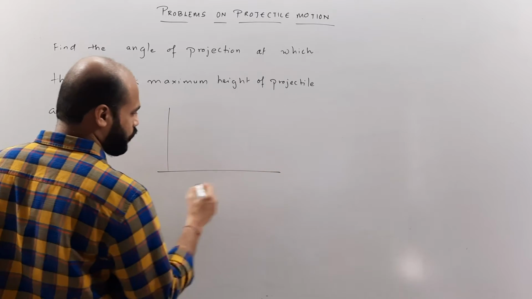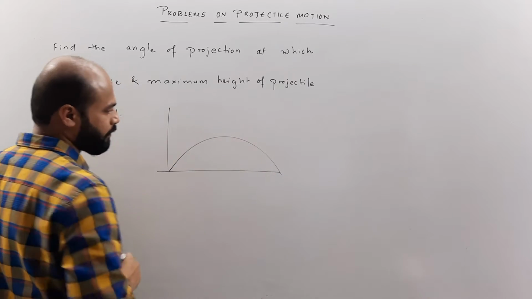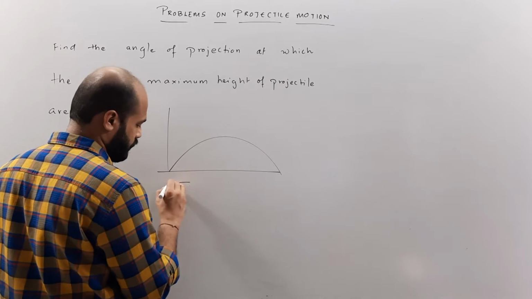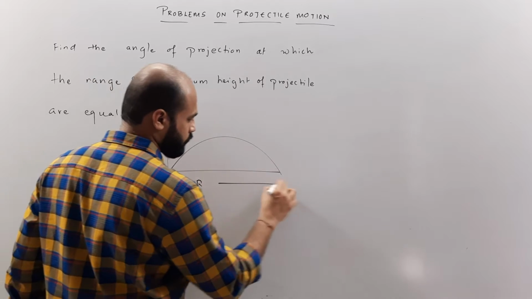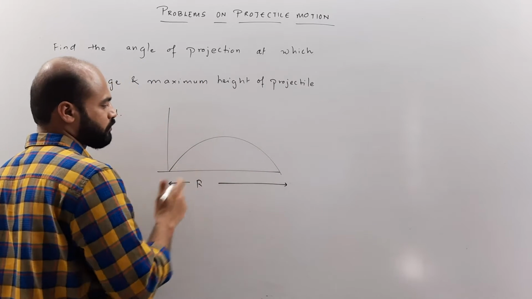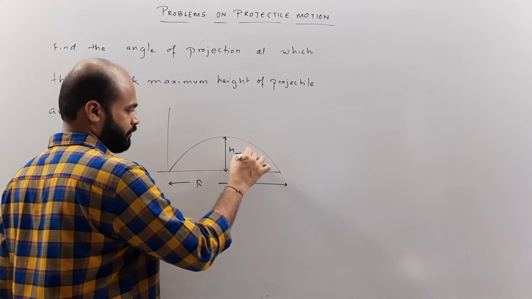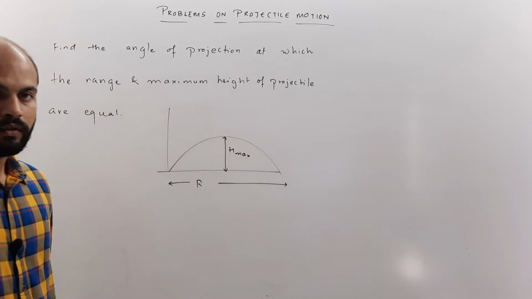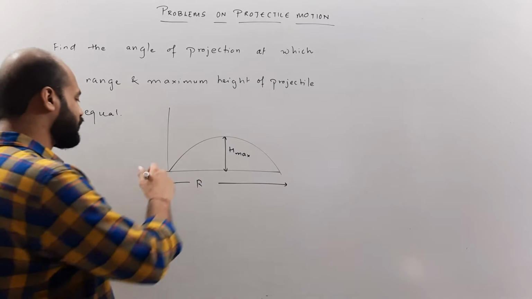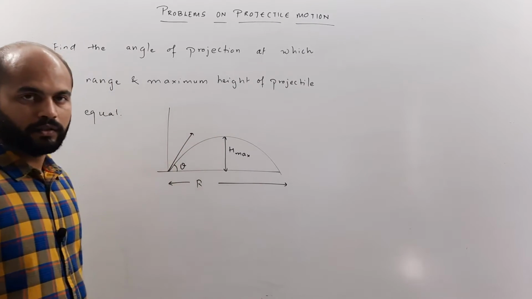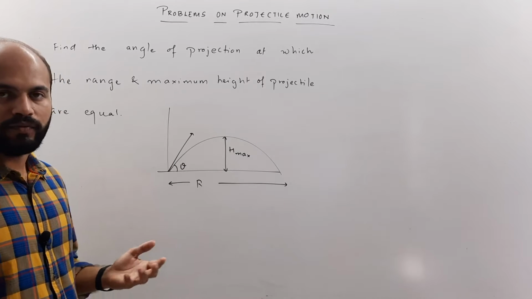Let's say this is the projectile that we are considering this way. So the range, this is the range that we are talking about. This range and this maximum height, h max, both are equal. For this to happen, what should be this angle of projection? That is what they are asking. So we will get the answer with the help of equations.